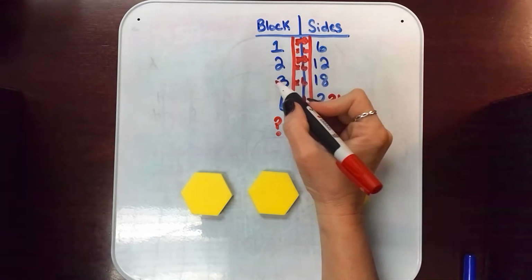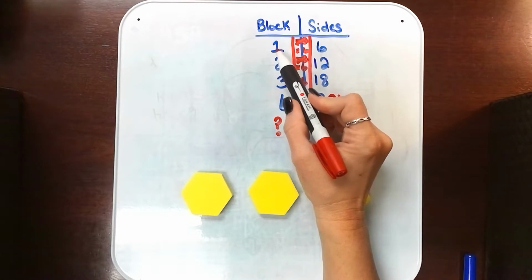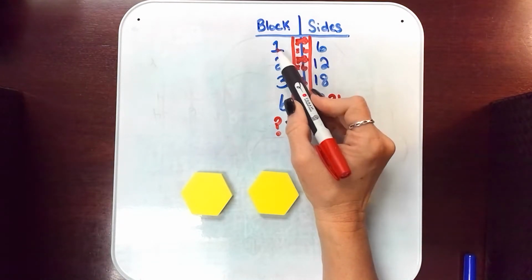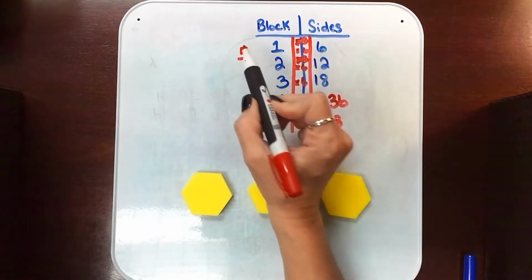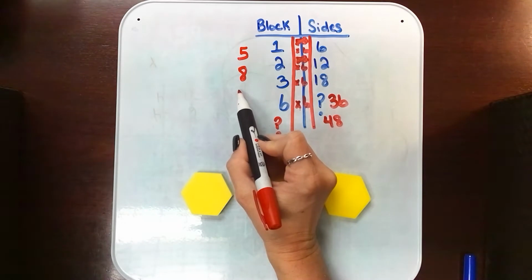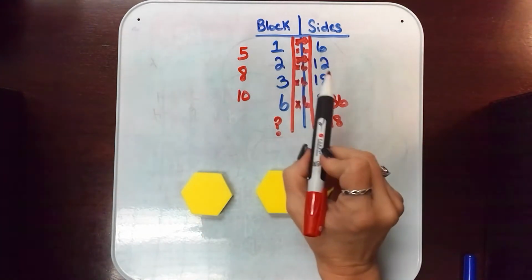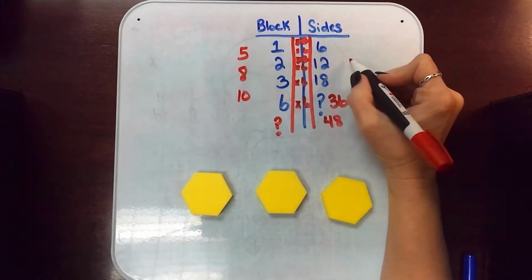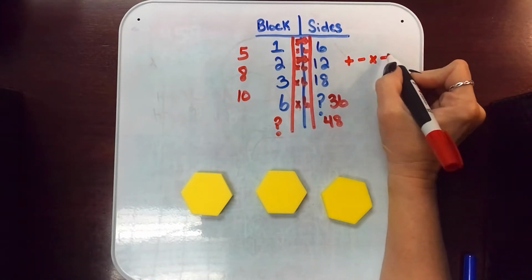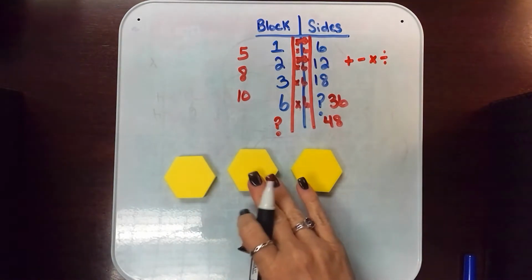I also think it's important for you to note that all tables do not have to start with 1, and they do not all go sequentially in order. I may start a table at 5, and the next number may be 8, and the next number may be 10. So don't just give students tables that start with 1 every single time. You do want to do addition, subtraction, multiplication, and division tables. You can use concrete items like this.